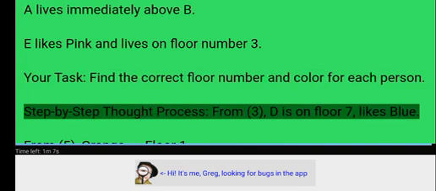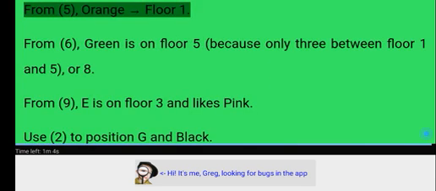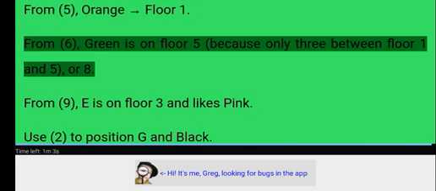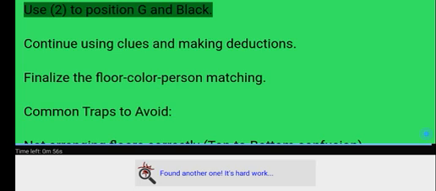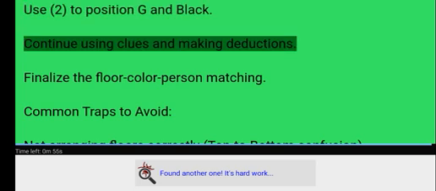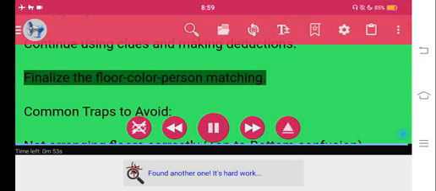Step-by-step thought process. From clue 3, D is on floor 7, likes blue. From clue 5, orange is on floor 1. From clue 6, green is on floor 5 because only 3 between floor 1 and 5 are 8. From clue 9, E is on floor 3 and likes pink. Use clue 2 to position G in black. Continue using clues and making deductions. Finalize the floor, color, person matching.